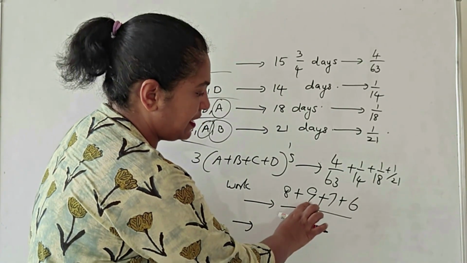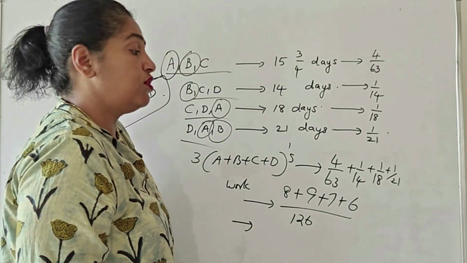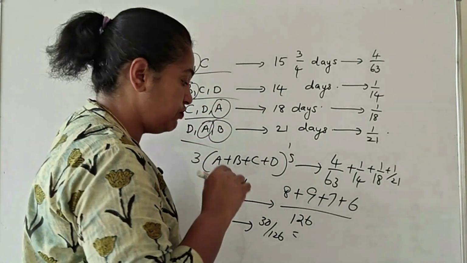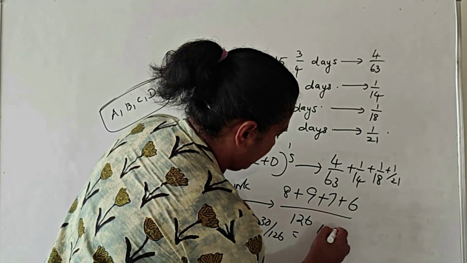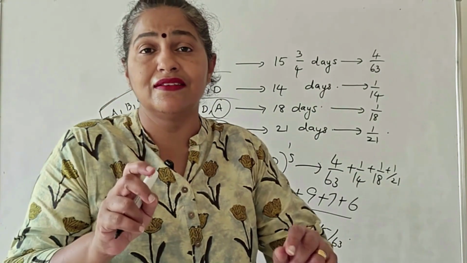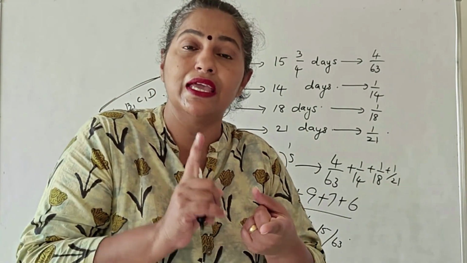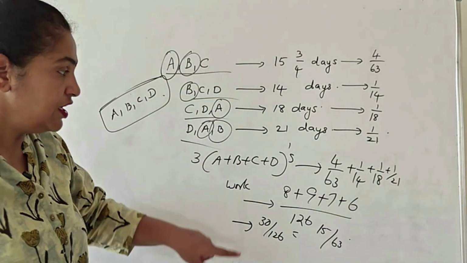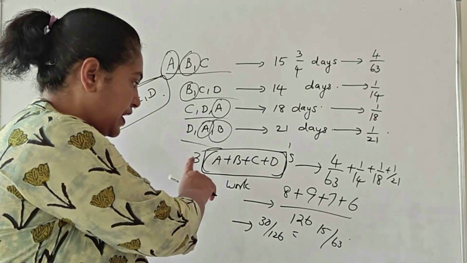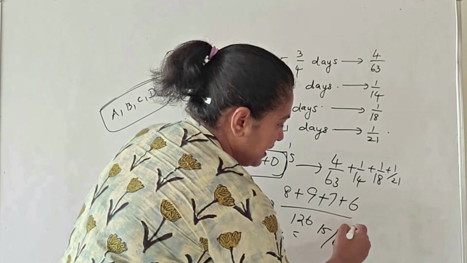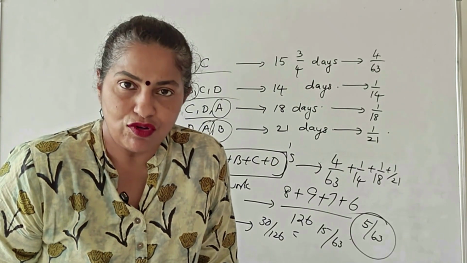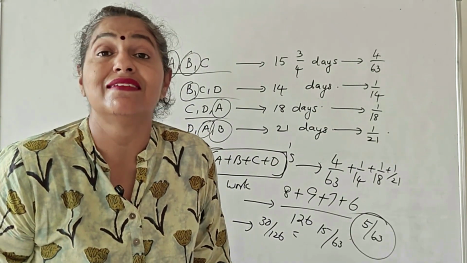I will be getting 9 plus 8, 17, 17 plus 7, 24, 24 plus 6, 30, 30 by 126, which I am going to reduce into 15 by 63. Okay. But you need to remember that this is thrice the work done by A, B, C and D in a single day. Correct. So, in order to get the exact work done by A, B, C and D in a single day, I need to divide by 3. So, I will be getting 5 by 63. Right. This is the work done by these 4 people in a single day.